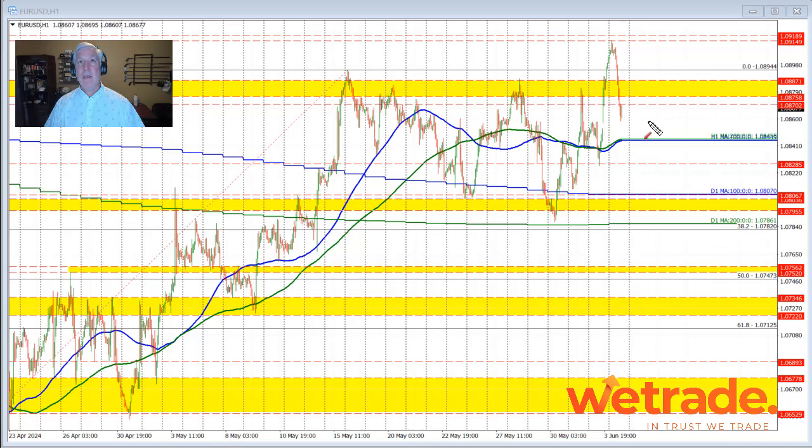This level is going to be a key support on this move to the downside. It's also going to be a key barometer, probably going through the ECB rate decision. Stay above is more bullish, move below would be more bearish.